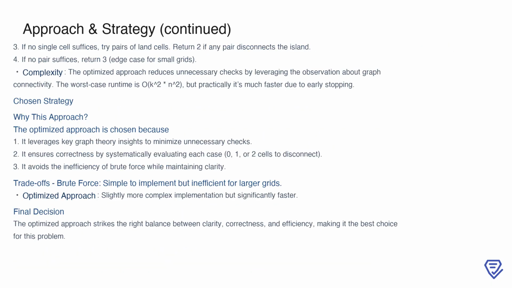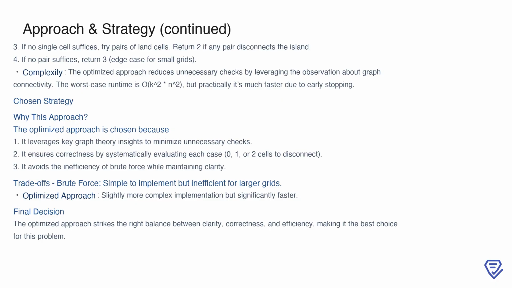To address the inefficiencies of brute force, we can use an optimized approach based on key observations from graph theory. First, if the island is initially disconnected, the result is 0 days. Second, if removing a single land cell disconnects the island, we return 1. Finally, if one cell isn't sufficient, we check pairs of cells, knowing that at most 2 removals are needed for disconnection in most cases. This insight significantly reduces unnecessary checks.